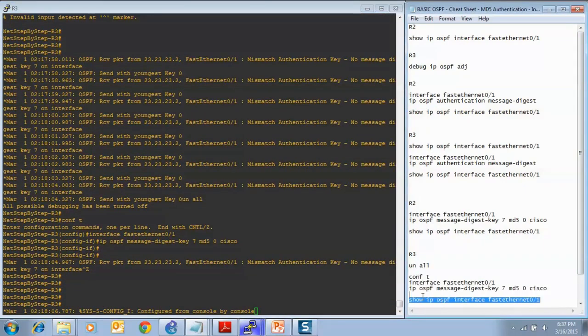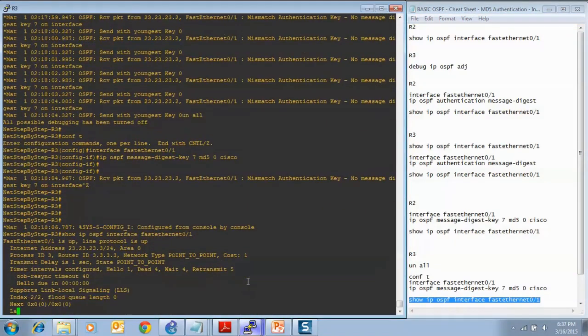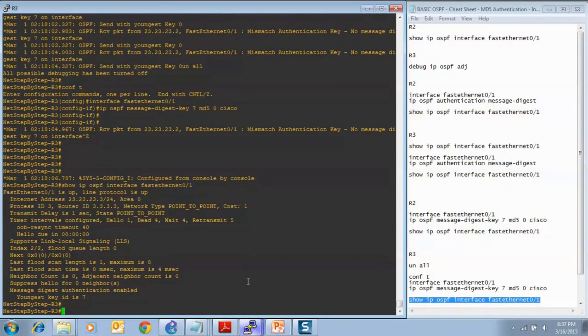Now I will utilize the show command, show IP OSPF interface fast Ethernet 0/1. From the output, I can see that router 2 is again a neighbor to router 3 and now is using MD5 authentication key with ID 7.